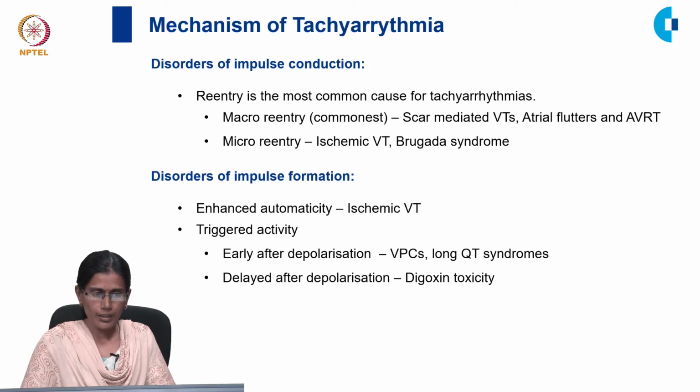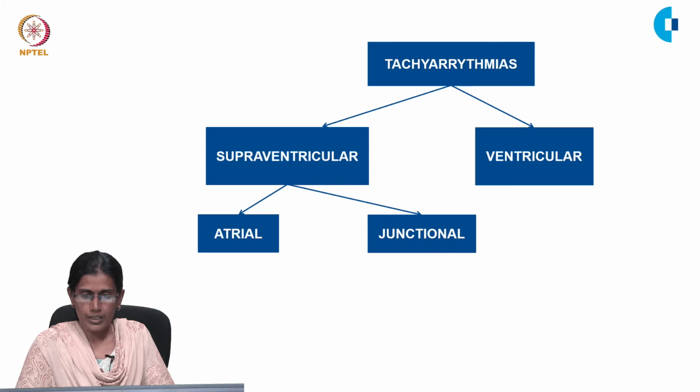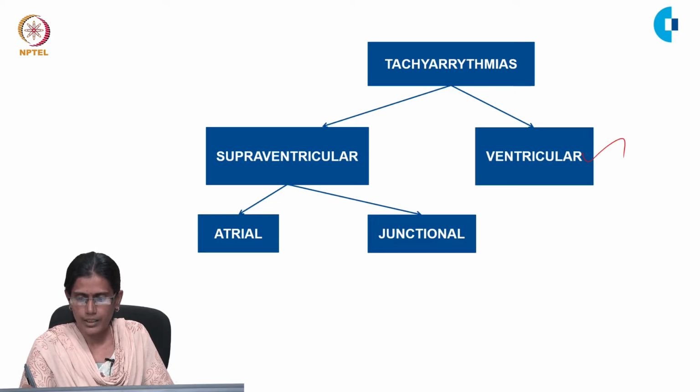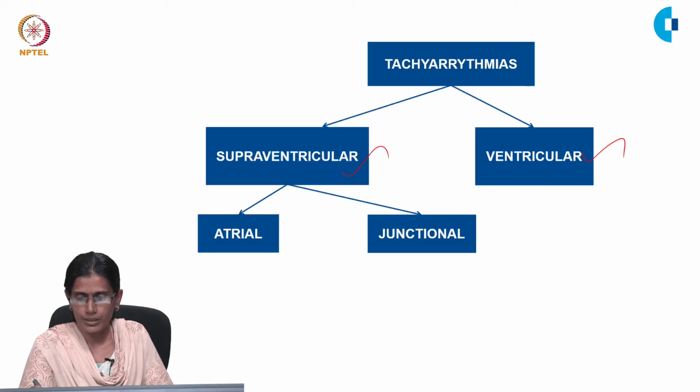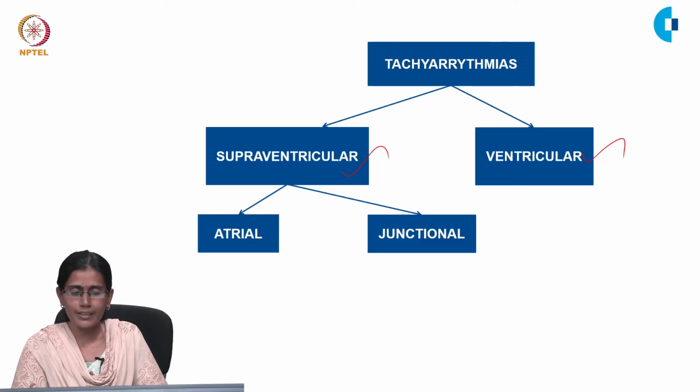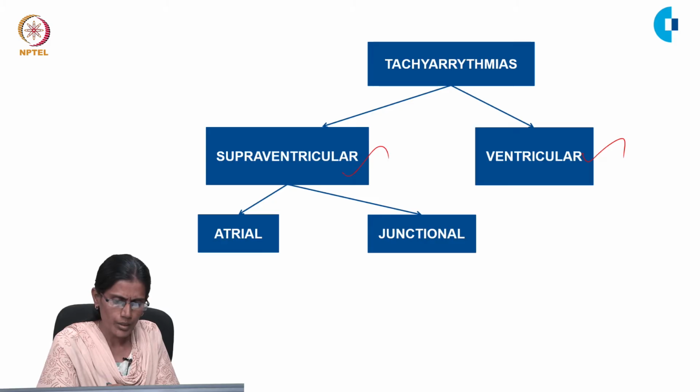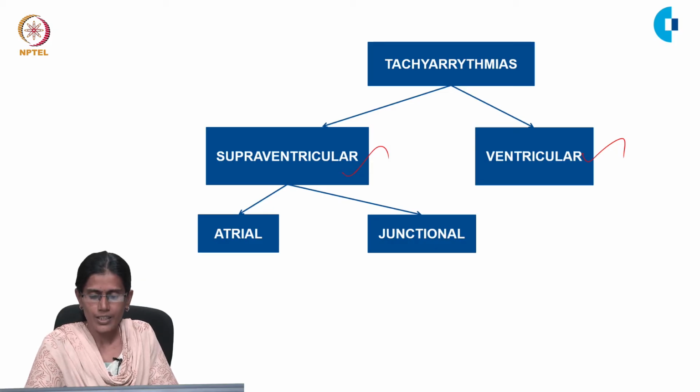The commonest cause for tachyarrhythmia is re-entry. This is the commonest cause in day-to-day practice. A simple classification of tachyarrhythmia is based on the site of origin of impulses. It may be ventricular tachyarrhythmia or supraventricular tachyarrhythmia. We are more worried about ventricular tachyarrhythmias because they are associated with poorer prognosis if not recognized and treated early. Supraventricular tachyarrhythmias are further classified as atrial tachyarrhythmia or junctional tachyarrhythmia. In junctional tachyarrhythmia, the impulses start from the AV node or the adjacent area.